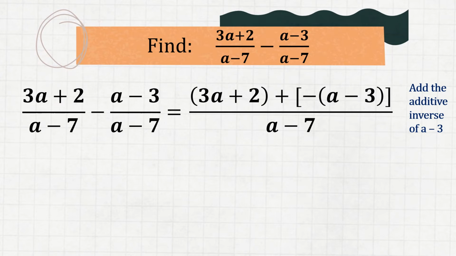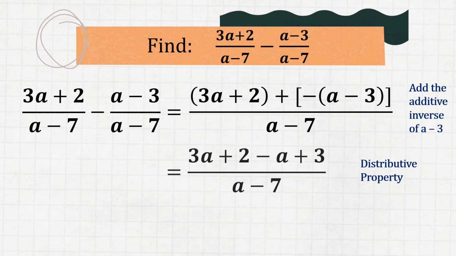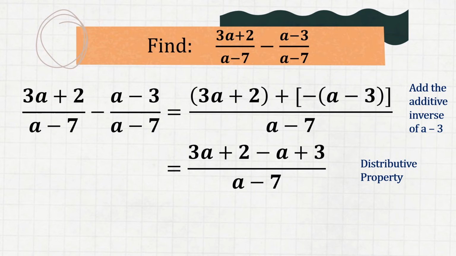Negative multiply to the quantity of a minus 3 over a minus 7. Then, by distributive property, ito na yung magiging sagot niya. 3a plus 2, wherein negative times positive is equal to negative, and negative times negative is equal to positive 3 over a minus 7. Then, we will combine like terms.